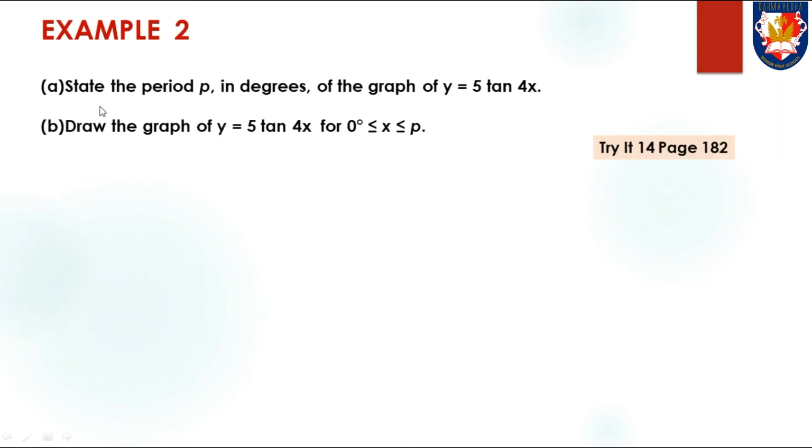Example 2. Part A: State the period p in degrees of the graph of y equals 5 tangent 4x. Part B: Draw the graph of y equals 5 tangent 4x for 0 degrees less than or equal to x less than or equal to p. And here is the solution.